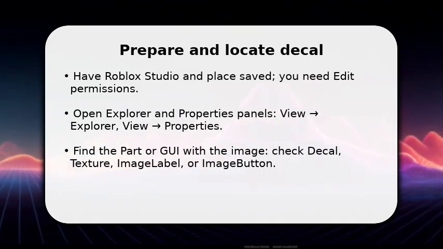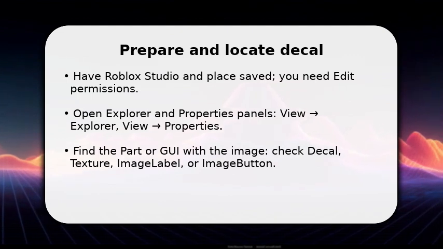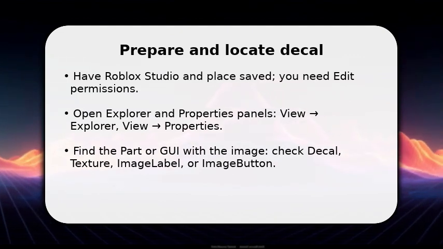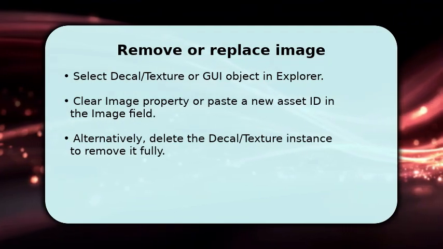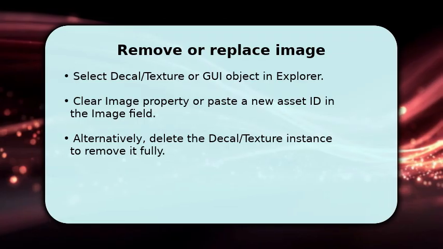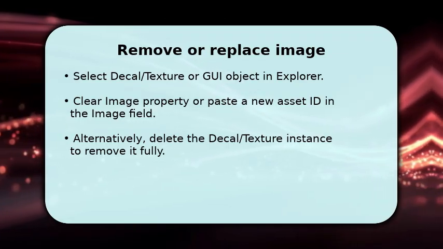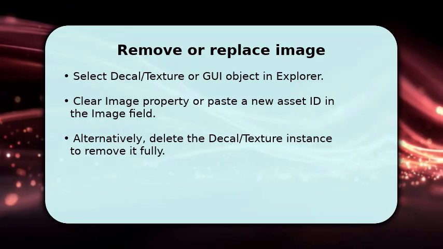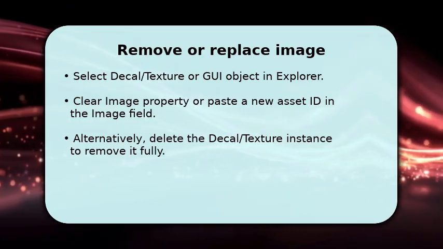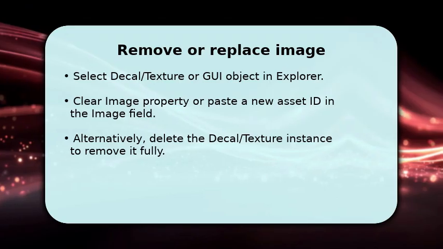You'll now remove the image itself. With the instance selected, look at the image property, and clear the asset ID to immediately remove the picture, or paste a replacement asset ID if you're swapping images. If the picture is a decal or texture instance and you don't need it anymore, you can right-click it in Explorer and choose Delete. That removes it from the part.